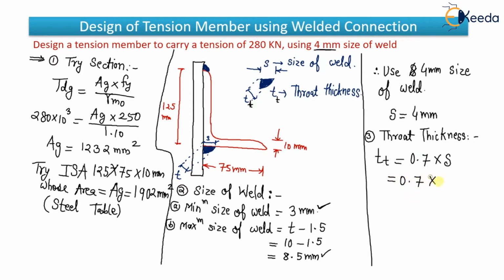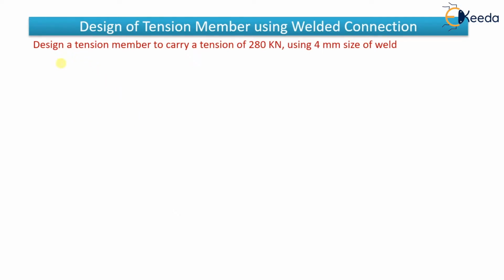0.7 into 4. So how much will it be? It will be 2.8 mm. So we have calculated the throat thickness, we have calculated the size of weld. Let's calculate the design stress in the weld, that is FWD.